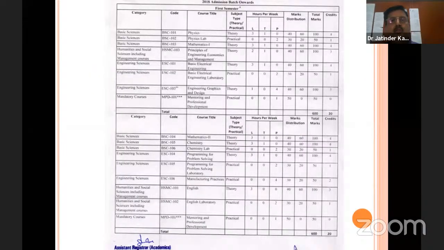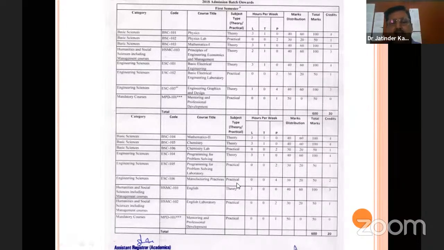So if you see your syllabus content, you will see that it is lying here. This is manufacturing. This comes under the category of engineering sciences. So the code of this subject is ESC 106, and the course title is manufacturing practices.